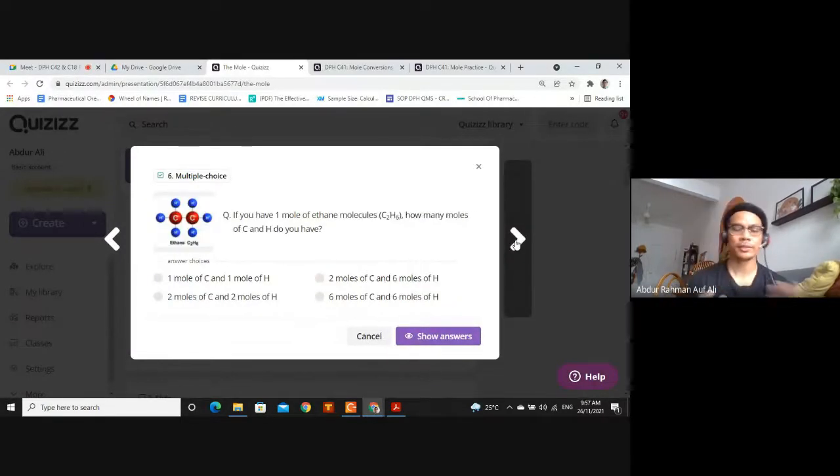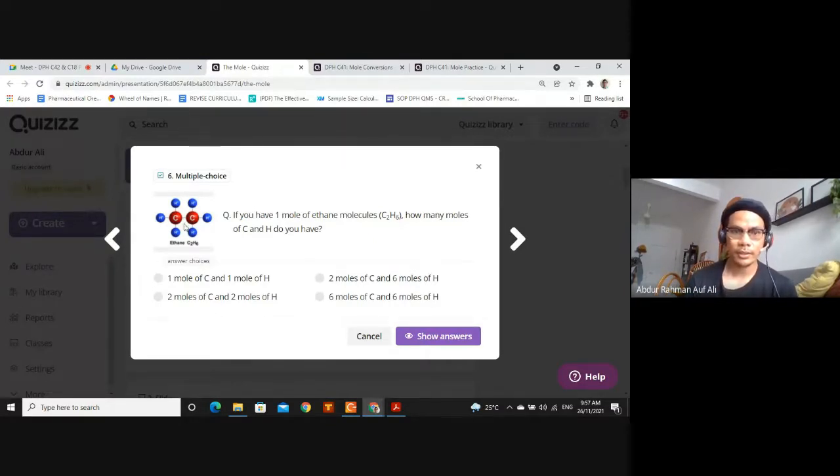So next question here, saya tukar pula pada chemistry. Tadi gajah. So in this question, if you have 1 mole of ethane molecules, okay, ethane molecules meaning dia ada 2 carbon dan 6 hydrogen. How many moles of carbon and hydrogen do you have? So imagine this as trunk and legs of an elephant tadi. So the answer here is adalah kamu kena calculate.